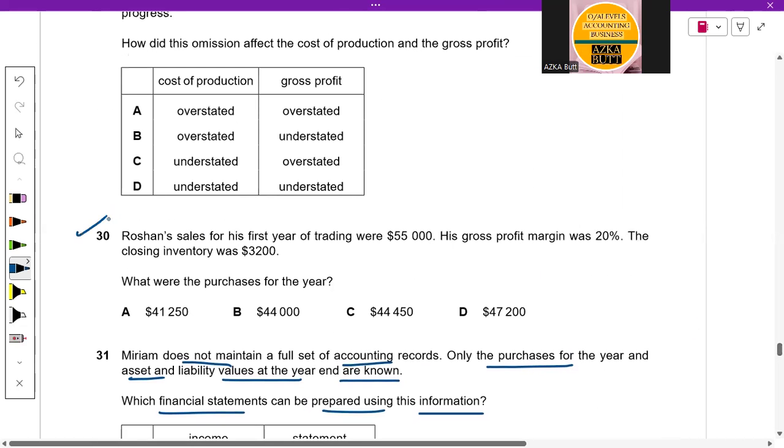Okay, so now let's see question number 30. Roshan's sales for his first year of trading are $55,000 and his gross profit margin is 20%. The closing inventory was 3,200. So what were the purchases for the year?